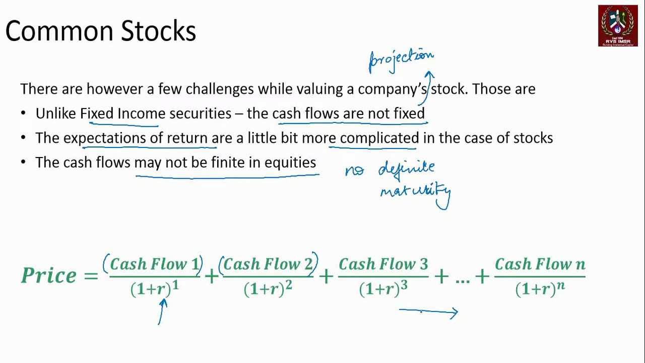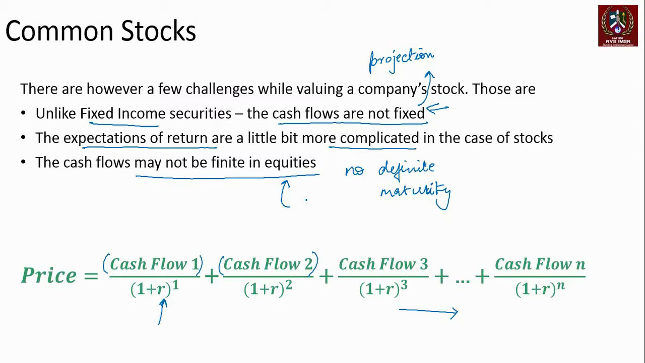We will start with the simplest mechanism of trying to value a company and the stock price and what kind of return we can make out of that company. And then we will slowly remove all the basic assumptions that we have made to arrive at a point where the cash flows are not fixed, where expectations become a little bit more complicated, and more importantly, the cash flows may not be finite. You could have a company existing till infinity, in which case you have to find out the cash flow in the infinite year and discount it with 1 plus r raised to the power infinity. Now that becomes difficult because mathematically it's not possible to find that value.